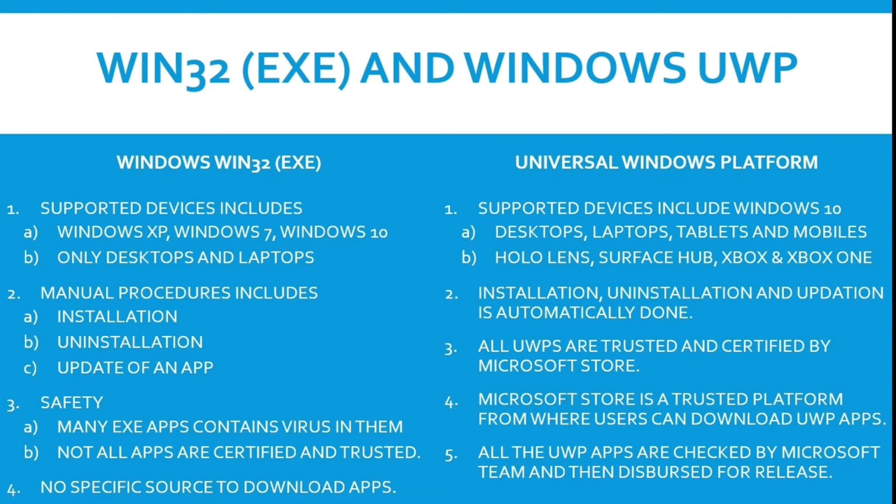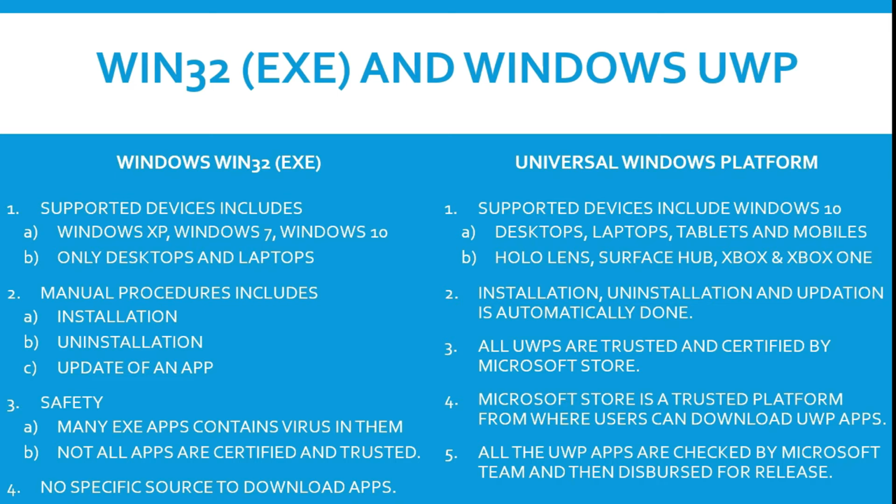So basically Win32 exe apps are apps that were supported in Windows XP, Windows 7 and Windows 8 and all the Windowses including Windows 10. These applications were only supported on Windows desktops and laptops. Also, there was a major thing: we needed to install the application ourselves. We needed to know the installation process. We had to uninstall the application ourselves, and if an update arrived, we had to update the app ourselves. So this was a hiccup for normal individuals who did not know computers at an advanced level. They were facing difficulty in the installation process, uninstallation process and the updation process.